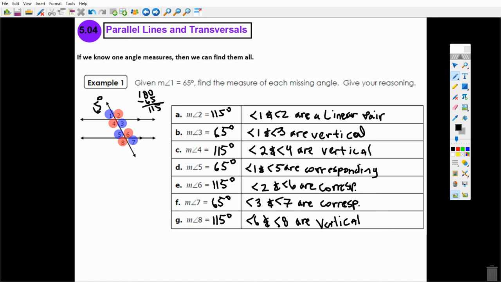Again, you could have used alternate interior, alternate exterior, consecutive if you wanted to, but in this case, I just picked this way to go about it. Your answers could be different than mine when you approach the homework. Notice I only get 2 answers when I'm given one number. It's either 115 or 65, because it's either equal to each other or it adds up to 180.